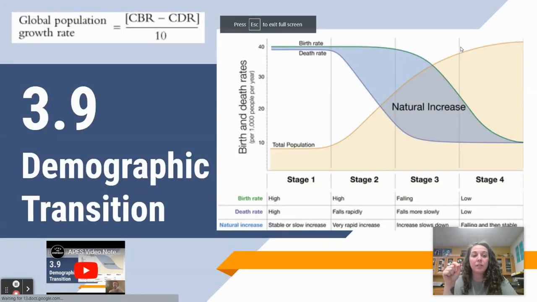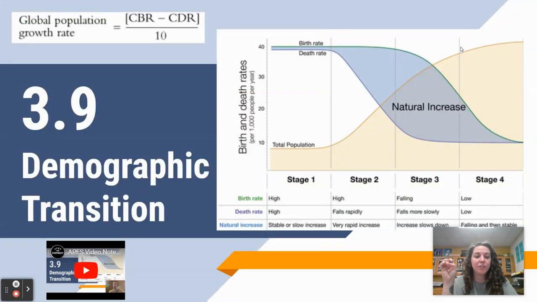All right, so our last section for this unit is 3.9, which is demographic transition. That's going to be looking at how those populations are changing from having those really high TFR and really high birth rates to having kind of a drop off.